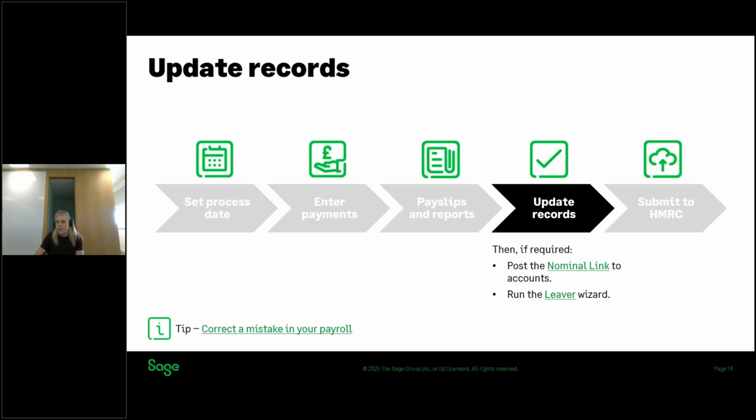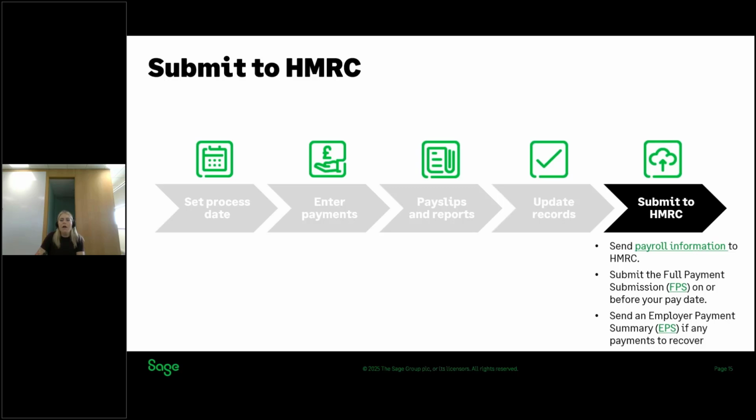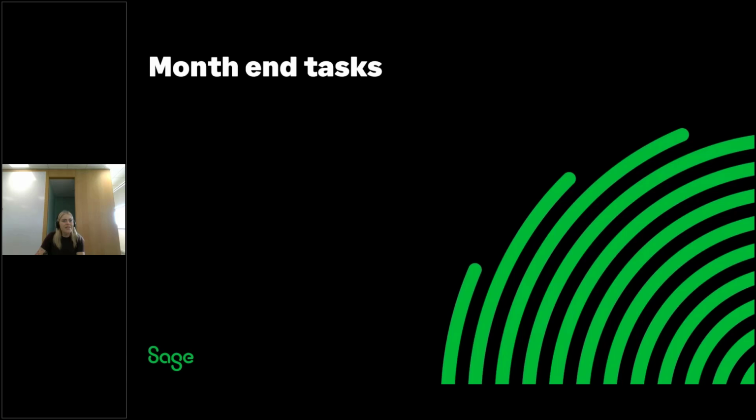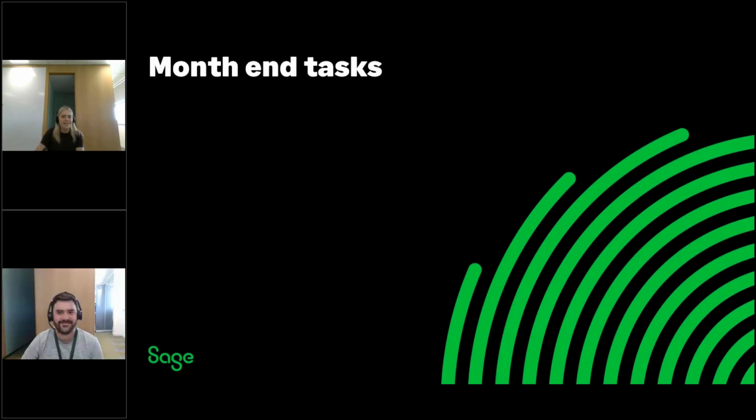So we've updated our records, seen that go into the history tab of the employee. And then finally, we have submitted our FPS over to HMRC on or before our pay date. You can see with the FPS, what's included. So we've seen our starter information on there. We've got our employee details, our payment subject to tax, and any tax, NI, and student loan contributions that make up the liability. So that's it for your main 5 steps of your pay run. What I'll do now is I'll pass you back over to Duncan, who's going to run through some month-end tasks to finish off.